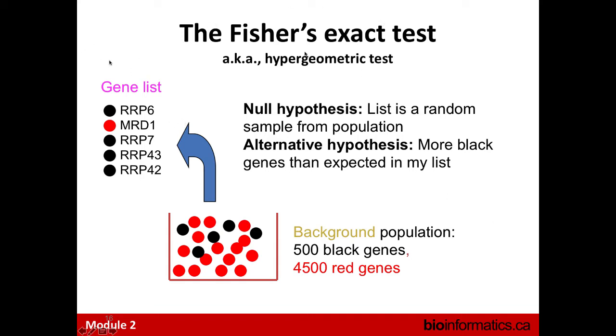The easiest way to understand Fisher's exact test is to take the example of marbles or balls. Let's say your background would be 5,000 genes or balls, and the majority of the balls, 4,500, would be red. Then you just have 500 black balls. You draw 5 balls from the box randomly, I mean blindly, and your result is 4 black balls and 1 red ball. Intuitively, you can already think that you were lucky. It's not easy to get these results.